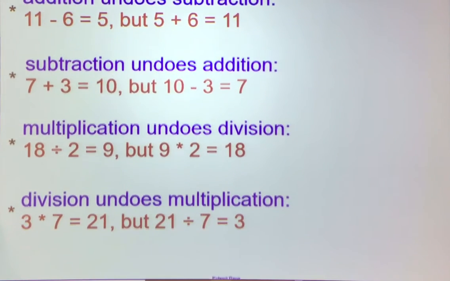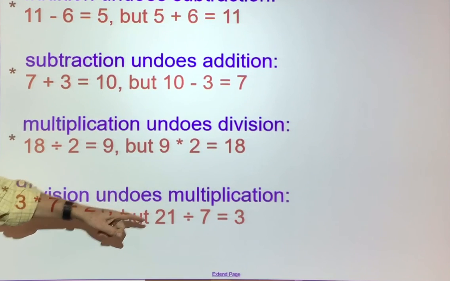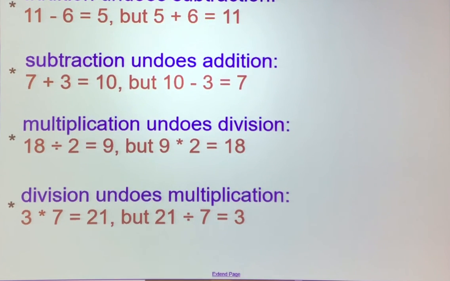And the last one here is that division undoes multiplication. So let's take 3 and multiply it by 7. Well, 3 times 7 is 21. But if we take that same 21 and instead of multiplying by 7, we undo it with a divide by 7, that's going to equal 3, which puts us back to where we started at.